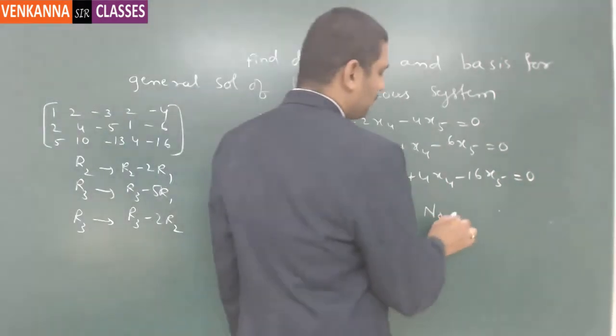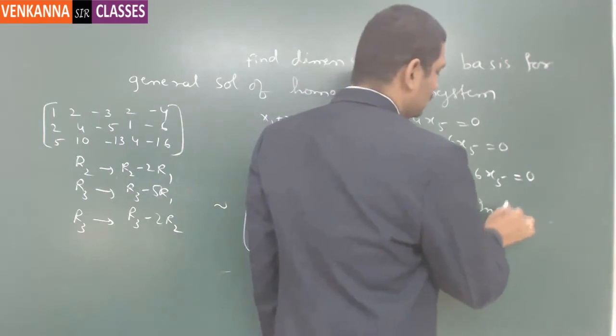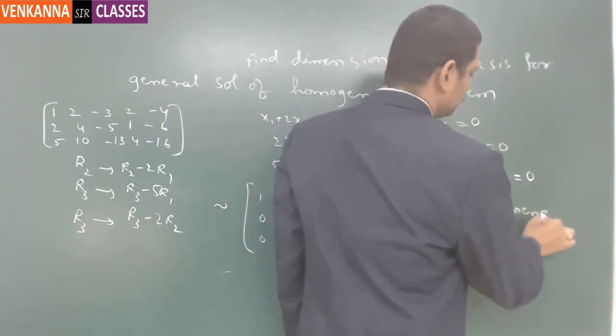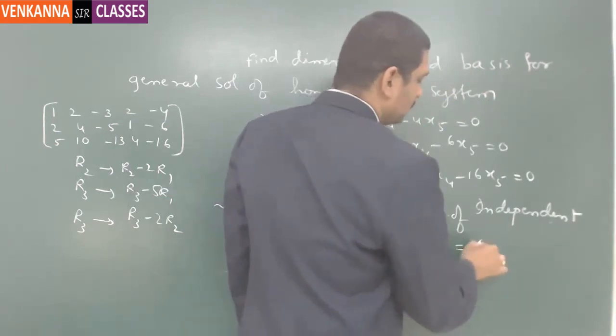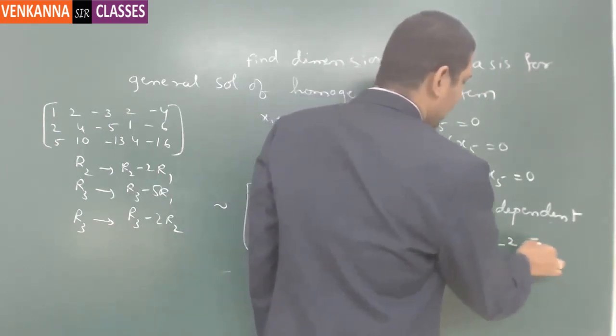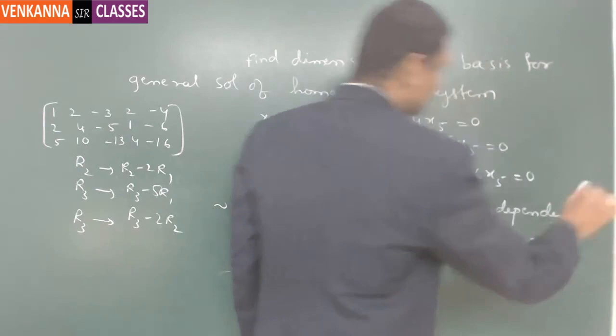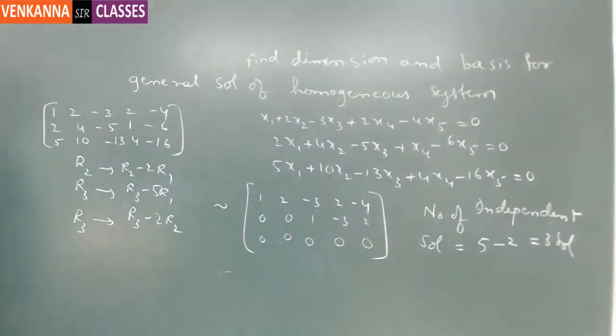Number of independent solutions is equal to number of variables minus rank, that is equal to 3 solutions, because we have 5 variables and the rank of the matrix is 2. So you will get 3 solutions.